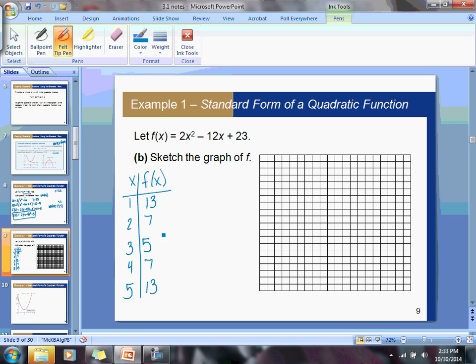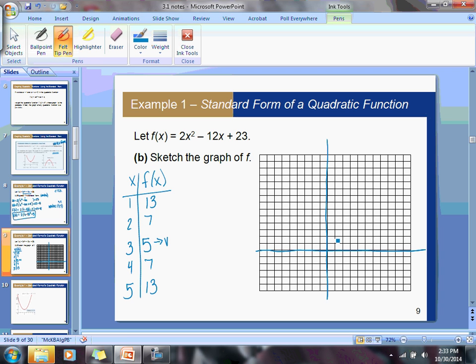Now remember, it's a parabola, so you're going to see this repeating pattern in your y column. And again, this is our vertex here, the 3, 5, that's our vertex. Okay, so if I'm going to graph this, let me scooch down a little bit. Okay, so I've got 1, 13.